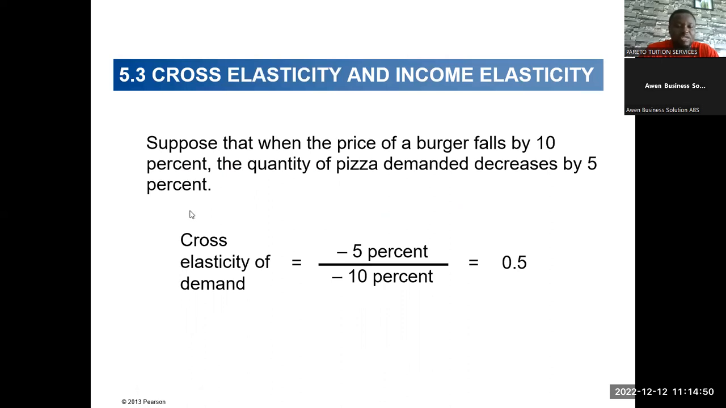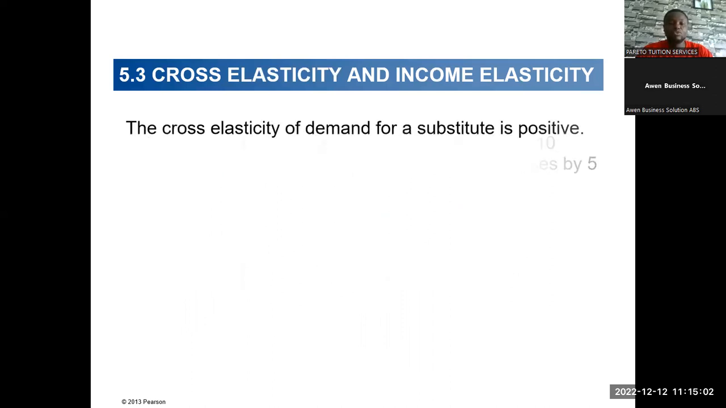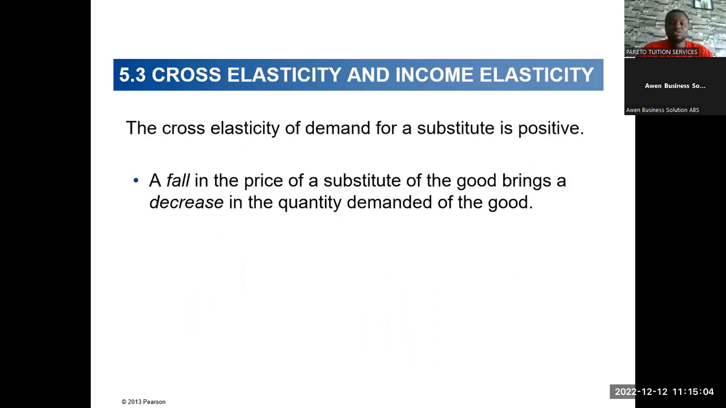0.5. So the cross elasticity, these two goods are substitutes. So you see that the coefficient is positive. For cross elasticity, it can be positive, negative, or 0. If it's positive, it means that the two goods are substitutes. So whenever there's a fall in the price of one, people will now go and buy that good. So the demand for the good in question will fall. So price falls, demand falls.